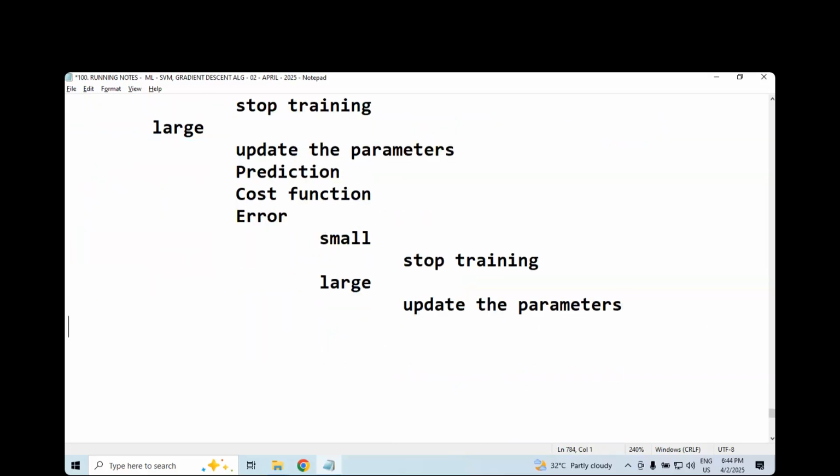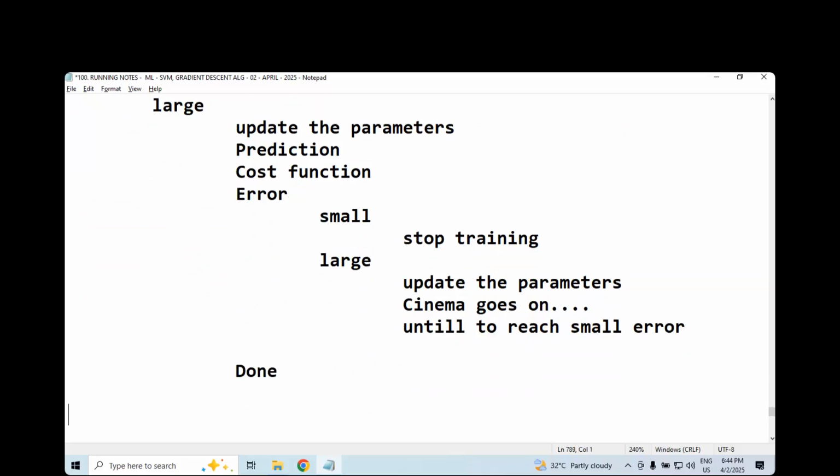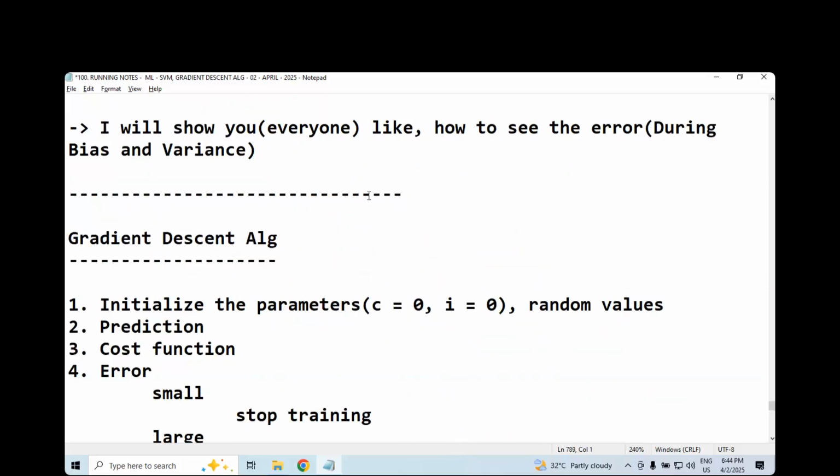The cinema goes on, until a small error is reached. Small error, that's it. Once it is reached, then the cinema is done. Hope you understand.